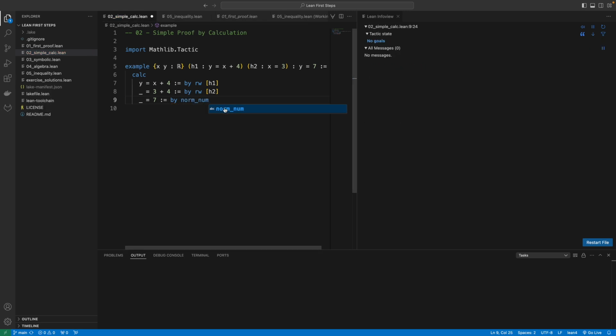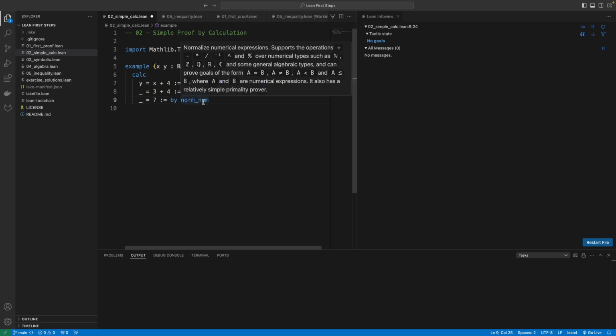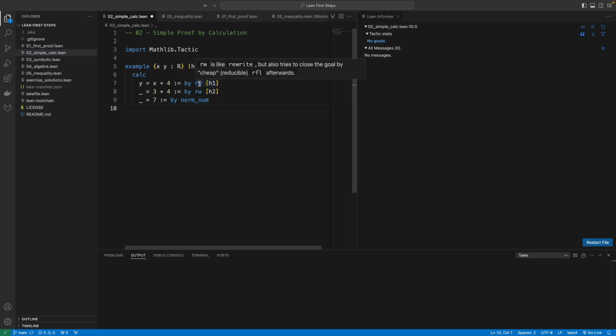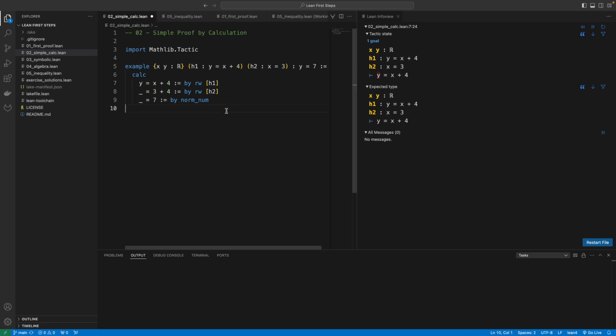In fact, if I hover over it, does it? Yeah, so it's looking at the documentation, telling us what this tactic does, and you can read about that. In fact, the rewrite tactic, let's look at the documentation for that. So rewrite is like rewrite, but also tries to go. Okay, so these are for more advanced readers. That's why we're doing this course, because a lot of the content out there is for advanced readers. But for our explanation, it allows us to rewrite these expressions using the given facts.